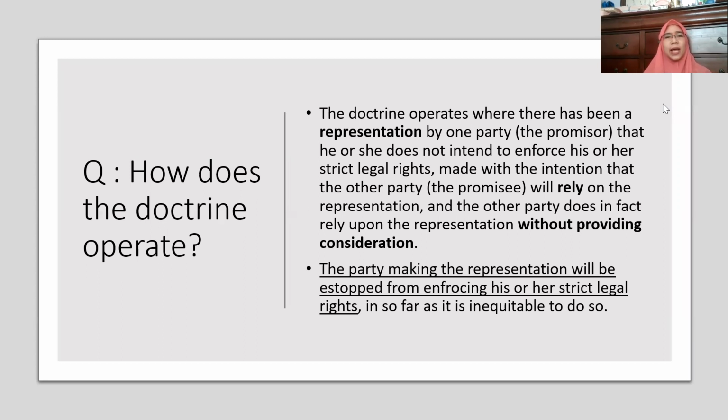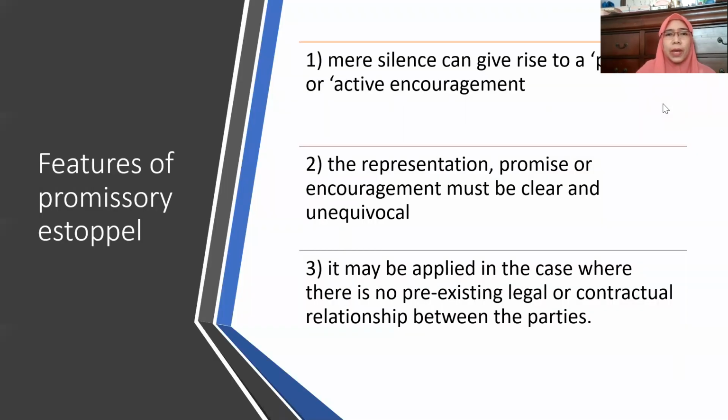And it was made with the intention that the other party, the promisee, would rely on the representation. And the promisee actually does rely on the representation. On the part of the promisee, there's no consideration from the promisee towards the promisor. So what is the effect in that situation? The party making the representation will be estopped from enforcing his or her strict legal rights, insofar as it is inequitable to do so, unfair to enforce his strict legal rights, because he promised not to, and the other party relies on the promise, even though there's no consideration provided by the promisee towards the promisor.